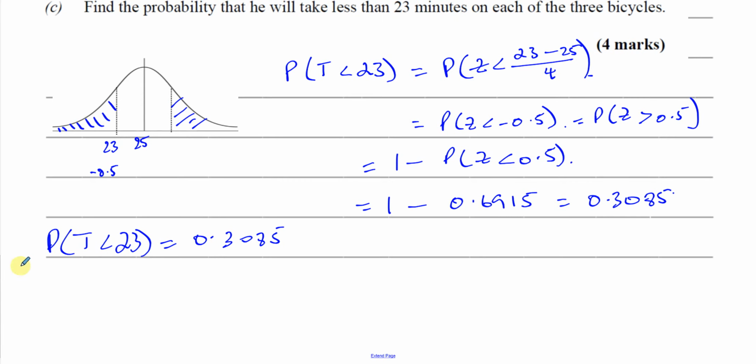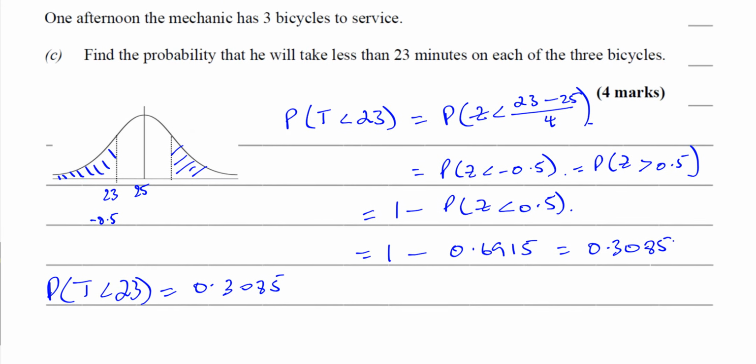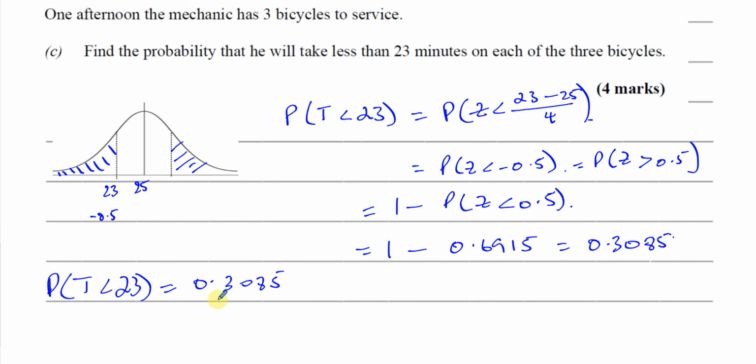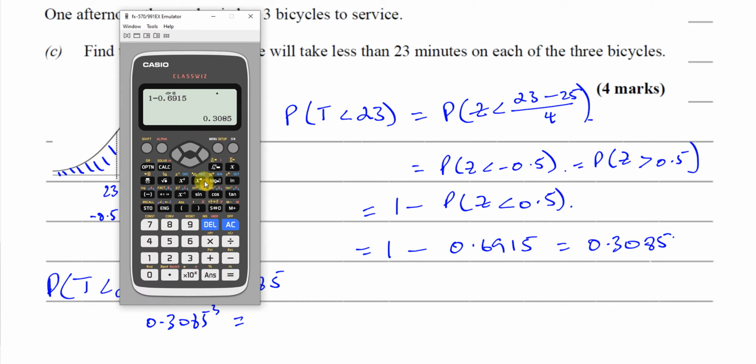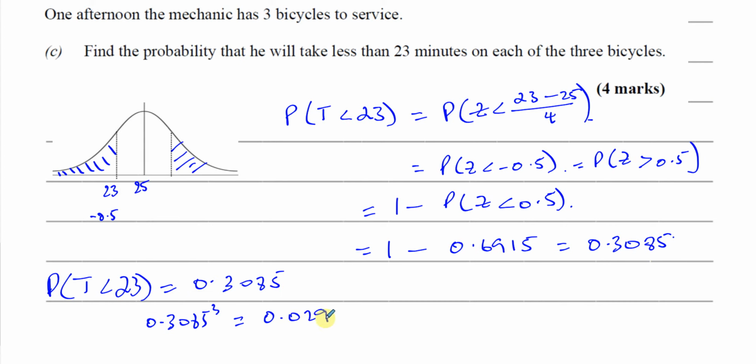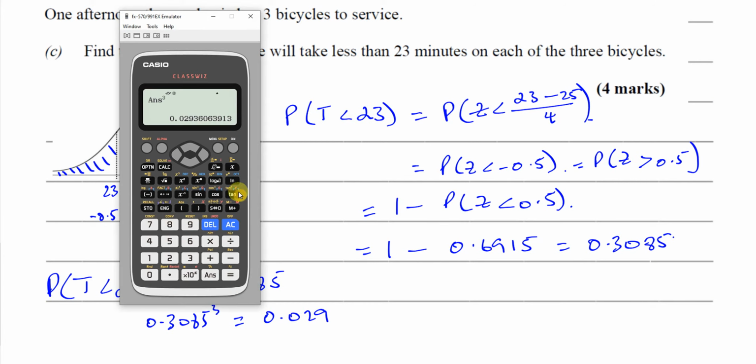Now we want to find the probability that he takes less than 23 minutes on each of the 3 bicycles. For the first bicycle, the second bicycle and the third bicycle, he has to have the same probability. So it will be 0.3085 times 0.3085 times 0.3085. If you cube that, you'll get what we need. We take this value and raise it to the power of 3, and we get our answer, 0.02936.